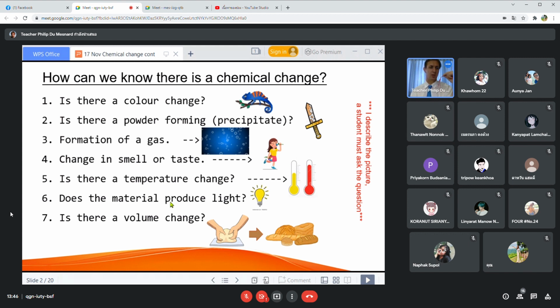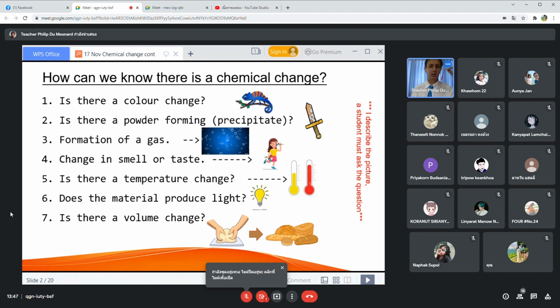Is there temperature change? So if the temperature is getting hotter, or even if it gets colder, it means there's a chemical change. Does it make light? So sometimes if I burn something, I will see the light. That is a chemical reaction. And then last one, does the volume change? So something that's big can get smaller. Something that's small can get bigger. And that is also a chemical change.